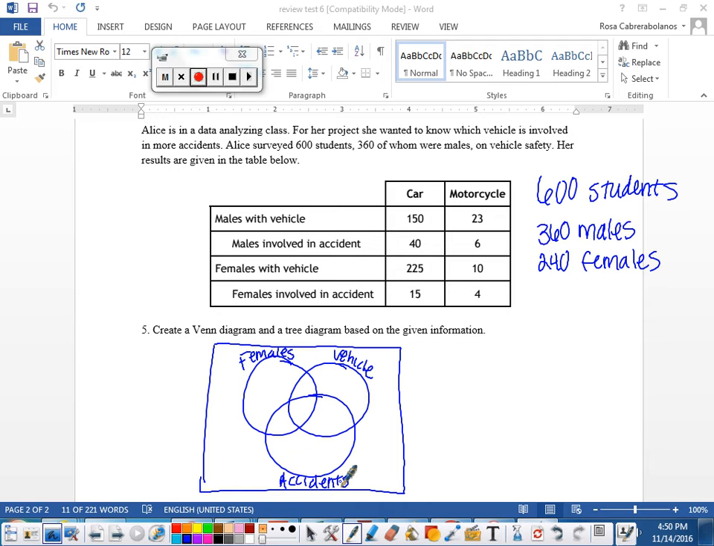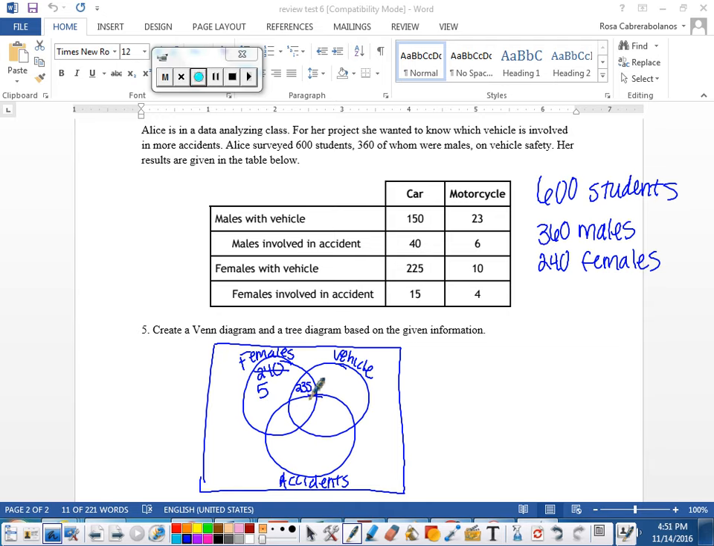I'm sorry. I'm going to start with this circle right here, the female circle. There are 240 females, so I'm going to write that here, 240. I need to know how many females have a vehicle. So females with a vehicle, that's this right there. 225 plus 10, that is 235. So I'm going to put 235 right here. If I put 235 there, I've got to subtract it from here. 240 minus 235 is 5.